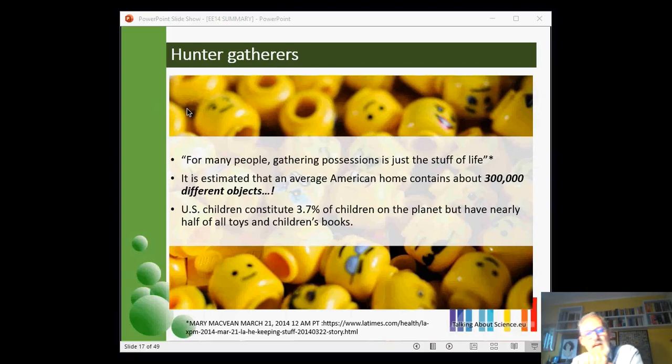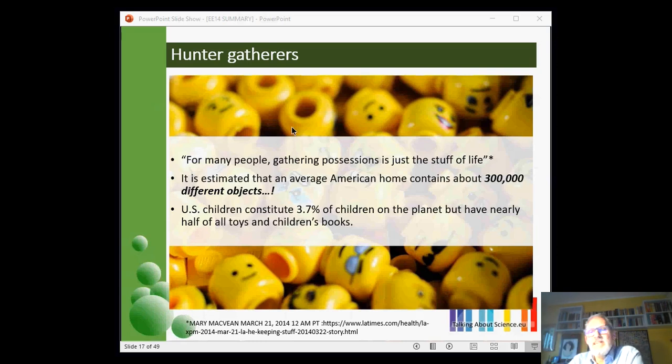There was a statistic. I've gathered a few statistics in this particular selection of slides here. So this idea of possession, this idea of accumulating stuff, and I know that I'm extremely guilty of this, but if you think about it, it's estimated that an average American home contains about 300,000 different objects, that's a hell of a lot. If files in a computer were objects, the next time you do a virus scan on your computer, just see how many files, just a normal computer, see how many files it scans. It's just unbelievable how many things are parts of these complex systems.